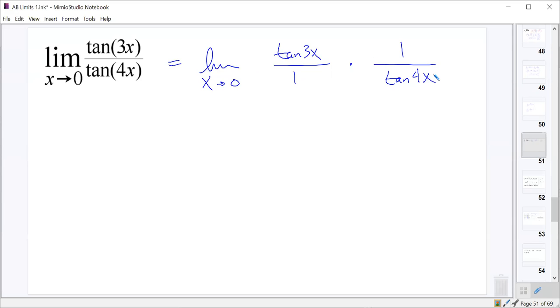And turn this first one into one that we can deal with. We need a 3x in the denominator. And to turn the second one into something we can deal with, we need a 4x in the numerator. The x's cancel each other out, so that's good. But we put a 3 in the denominator, which means we need a 3 in the numerator. And we put a 4 in the numerator, which means we need a 4 in the denominator. Everybody good there?